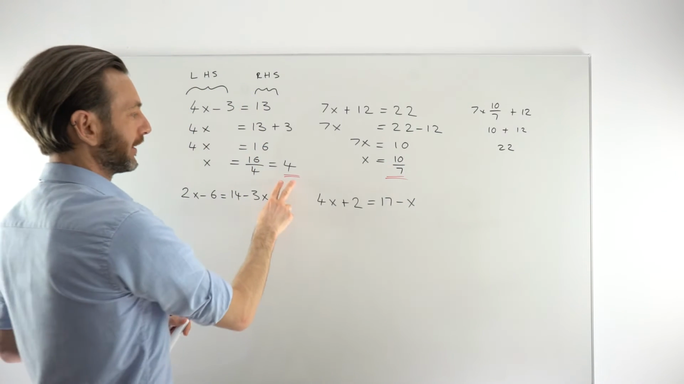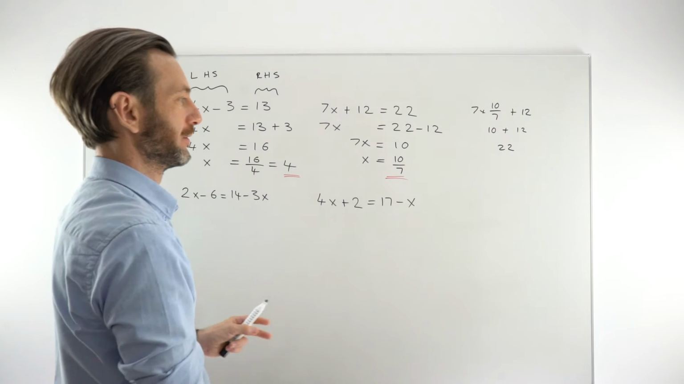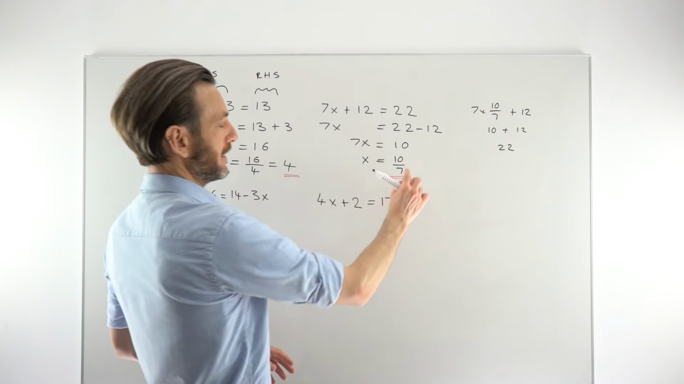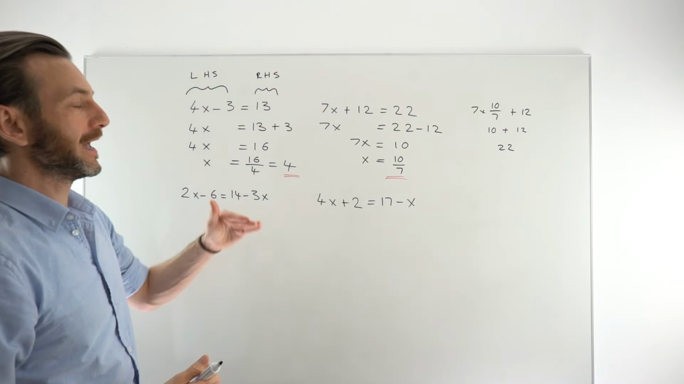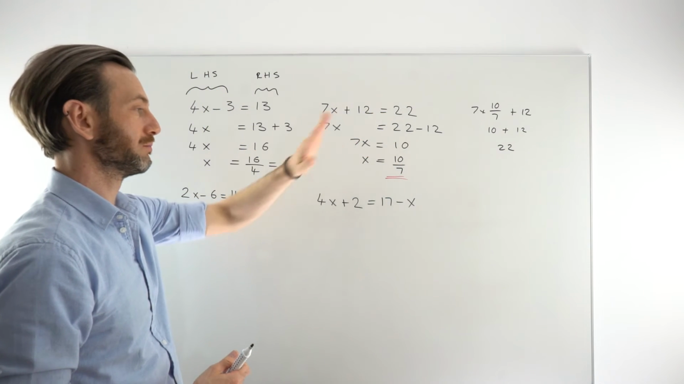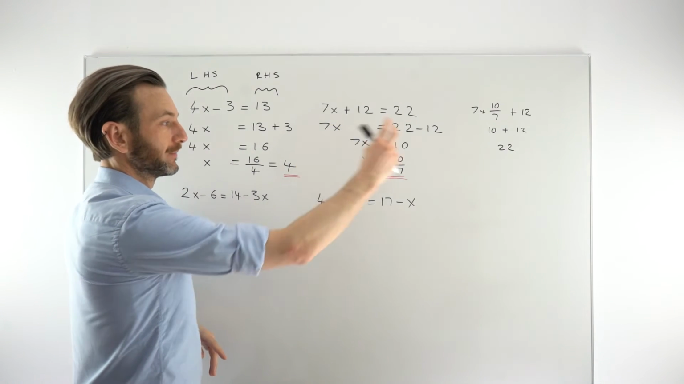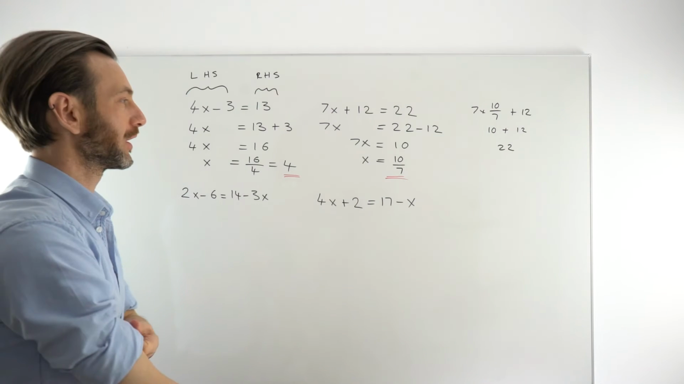It's always friendlier when they come out to be a nice number like 4, but 10 over 7 is very possible. It is, however, probably worth checking if you get a less friendly number like 10 over 7. It might just be worth checking your working, because most equations, I would say, are designed to come out to be whole number solutions. These maybe form less than 20% of your equation solutions.